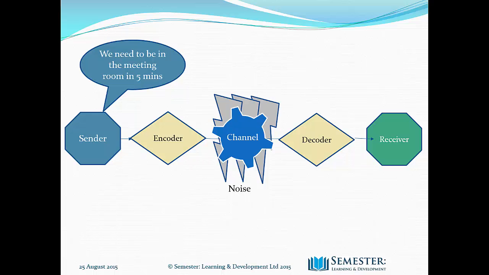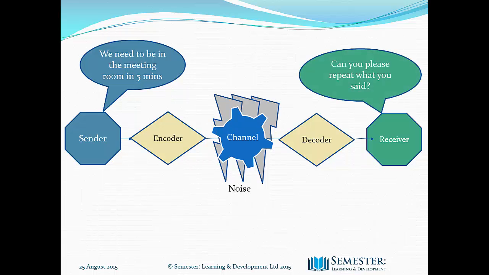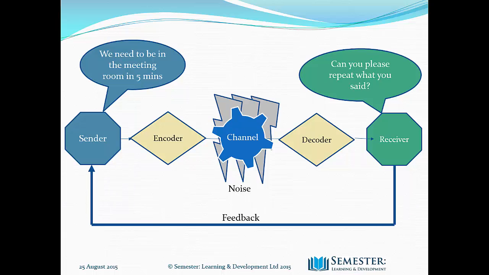However, this time, with this interference, Linda didn't quite catch all of the message. And her feedback this time is, can you please repeat what you said? Which means, as long as Michael didn't get interference on that channel, he would be able to repeat his message. So using this model again, we can now apply it to data communications.